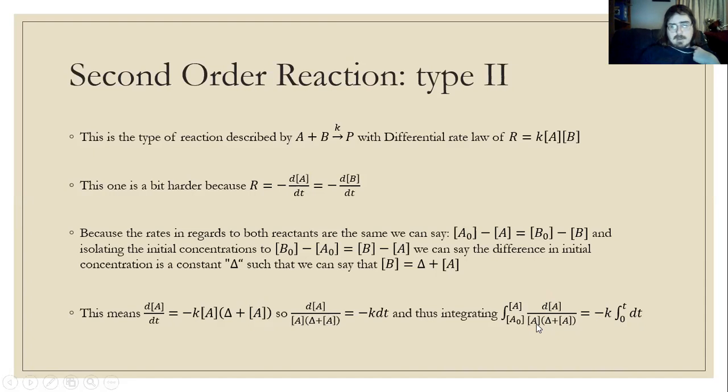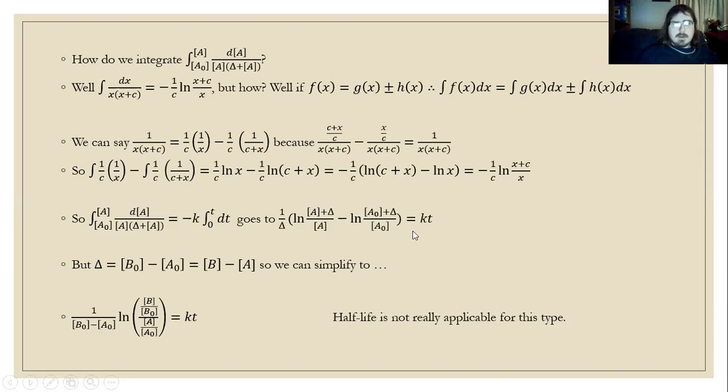Integral of 1 over A would be ln A, but the integral of 1 over (delta plus A) would be ln (delta plus A). So we've got to think about that. How do we integrate this by parts, as in dx over x times (x plus c)? So we have 1 over c. The easy way to wave our fingers is 1 over c times ln x minus ln (x plus c). How do we get that?